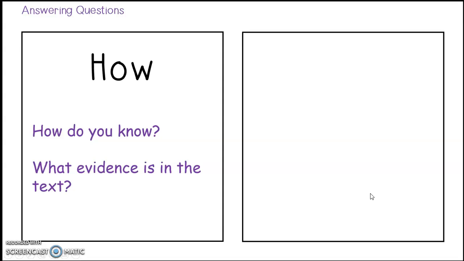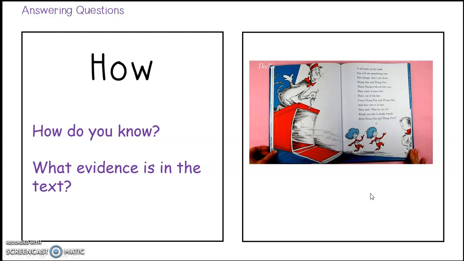We can answer how questions. How do you know? What evidence is in the text? To answer how questions, look at the text and we want to find where in the text we know. How do you know? Take your highlighter, pen, pencil, circle, highlight, or underline where in the text to show how you know the answer to the question.